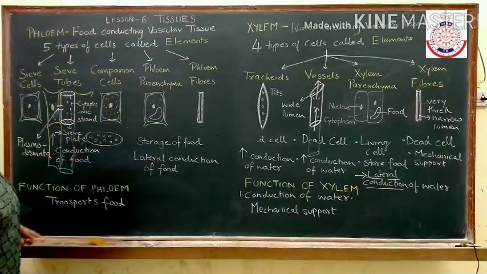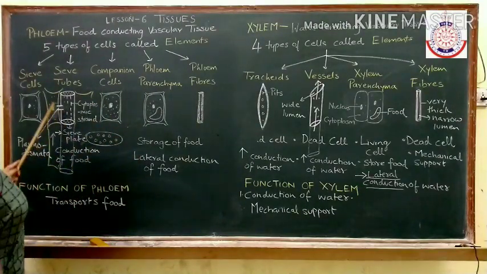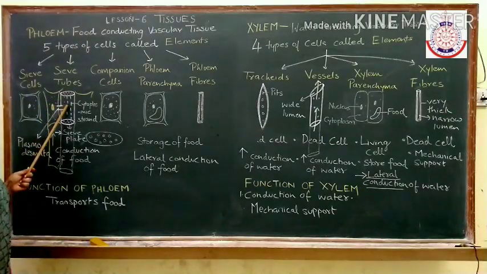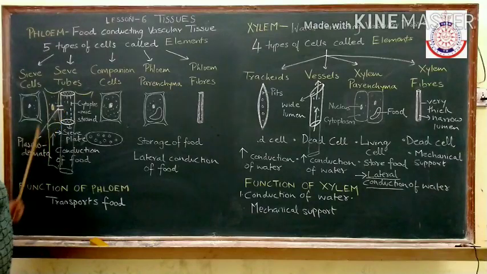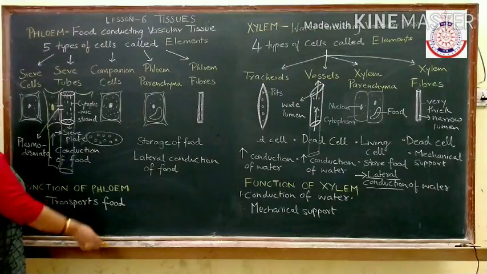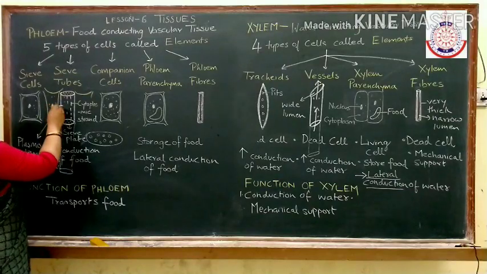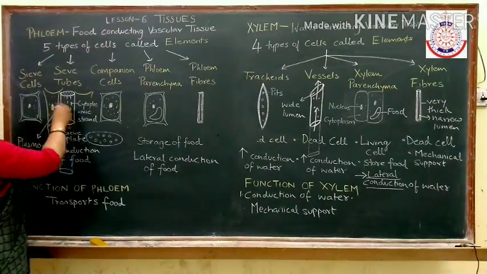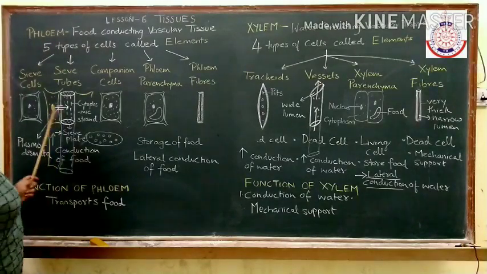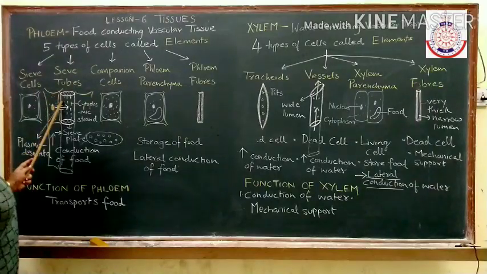If we make a door in between, we can move from this room to the other. Similarly, companion cell and sieve tube cell have a path, or you can say a door, between them. A structure known as plasmodesmata is present between them, due to which the material required by the sieve tube is synthesized by the nucleus of the companion cell and moves again into the sieve tube. So in this way, the companion cell helps the sieve tube to keep alive.